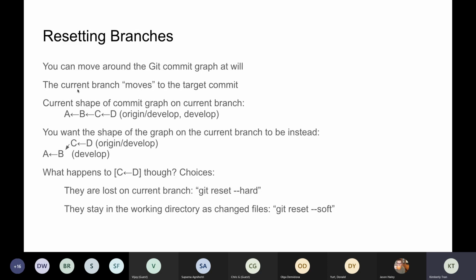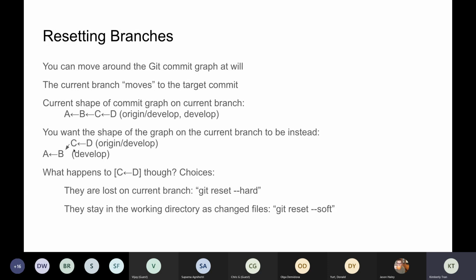You're moving the branch. So if the current shape is like this, A, B, C, and D, and you want to rewind your local branch to be here for some reason, you can do that, right? You can do git reset, which is the same thing as move branch. You can say you're on the develop branch, and now you want the develop branch to point to B instead. So this is the shape that you want, right? And so you can do that, but other questions arise though.